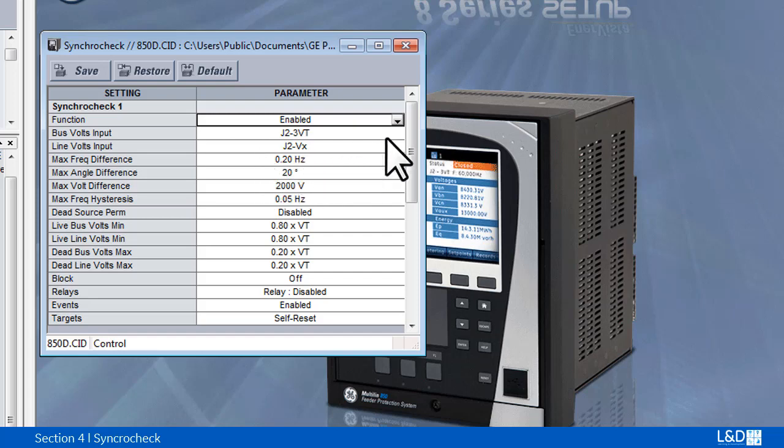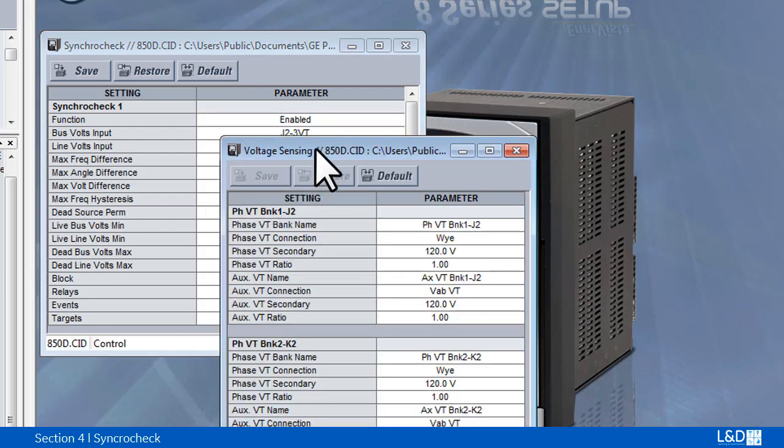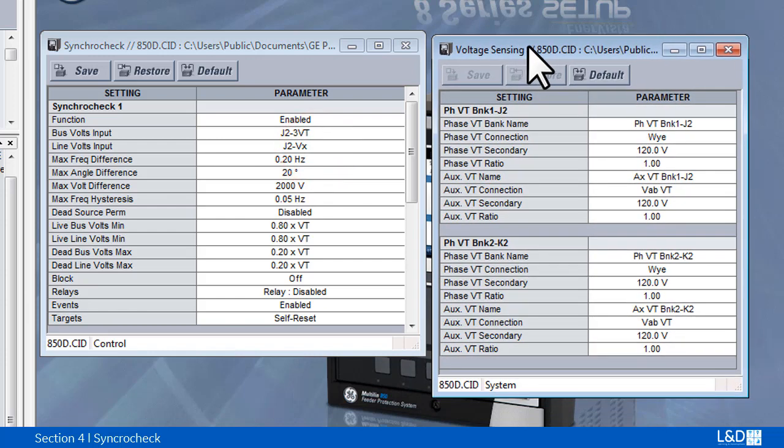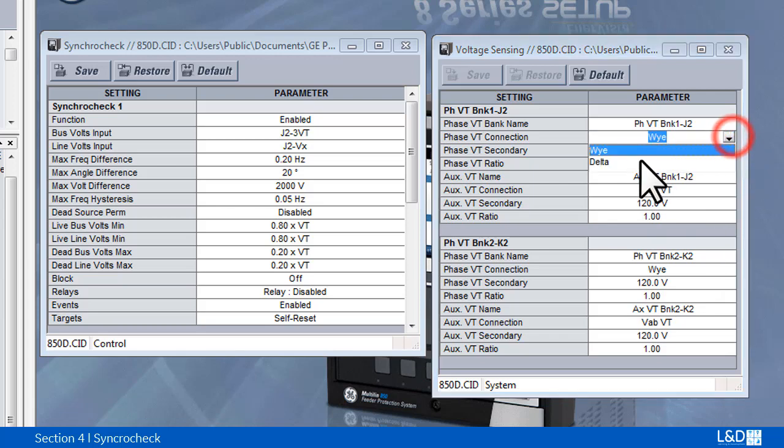By default, 3 VTs are used for bus voltage input and auxiliary VX is used for the line voltage input. Depending on the order code, both line and bus sides VT can be three-phase VT. Then the VT types must match. Under the voltage sensing, either both line and bus VT input should be set into Y or both set into delta.